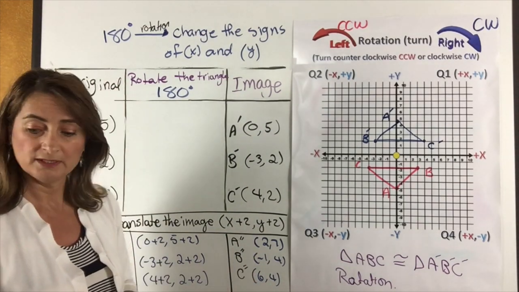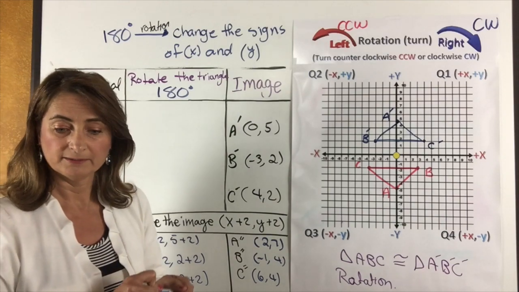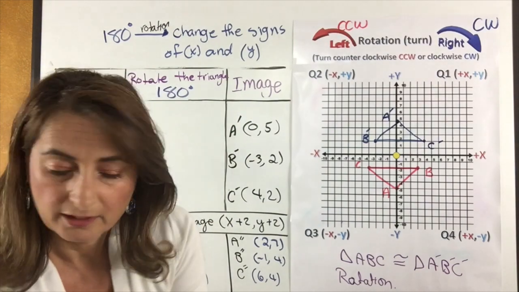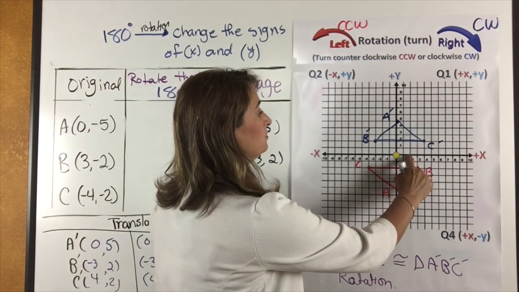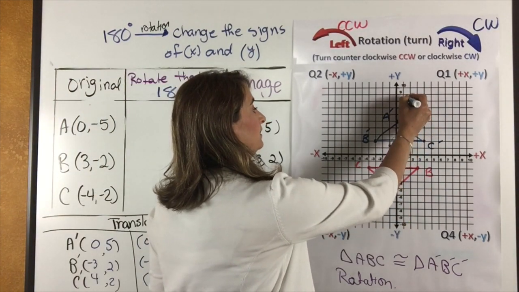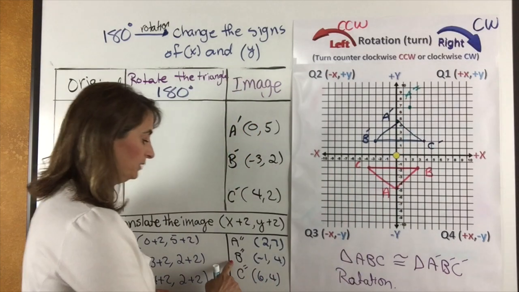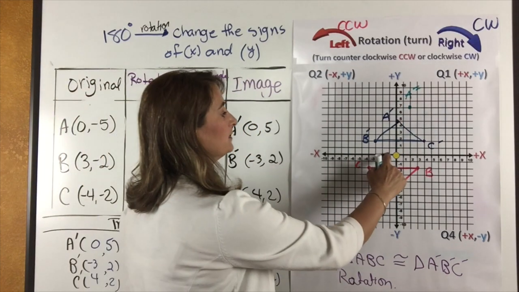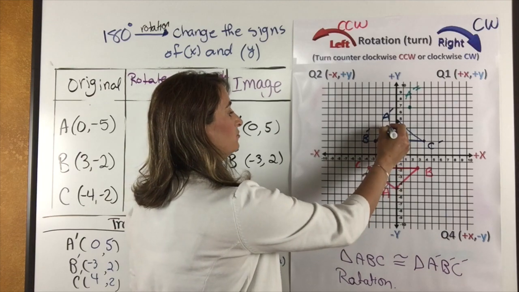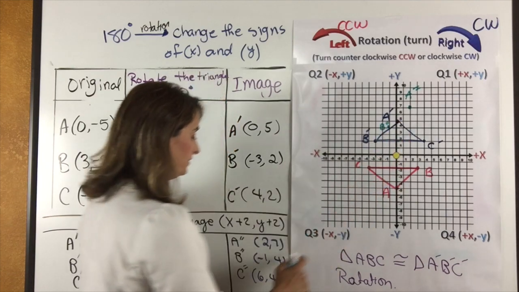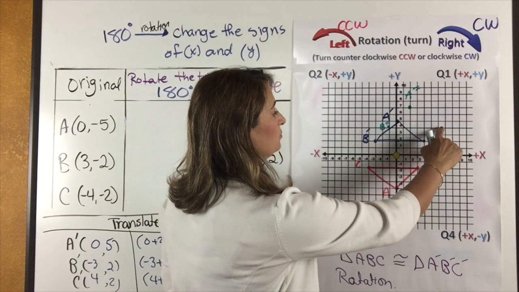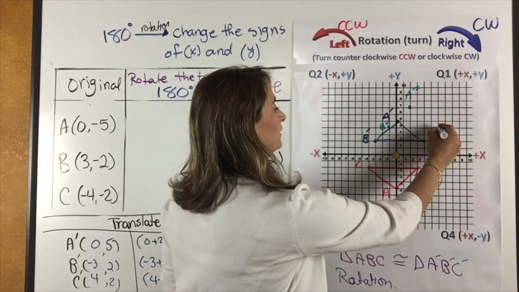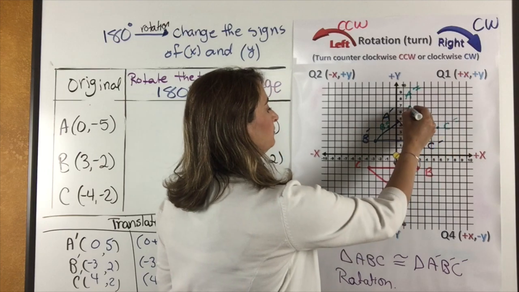Now plot them. Let me see if I can find another color to do that. A double prime is 2, 7. Here's 2 and 7. And this is A double prime. B double prime is negative 1, 4. Here's negative 1, and here's 4. And that's B double prime. C double prime is 6, 4. So walk to 6, up to 4. And that's C double prime. Plot them.